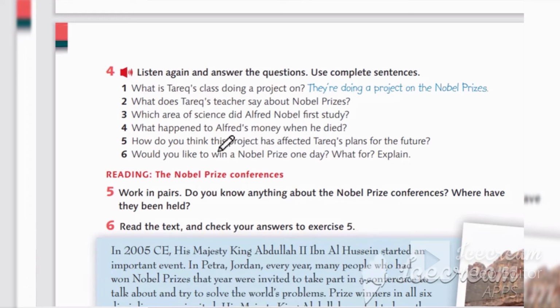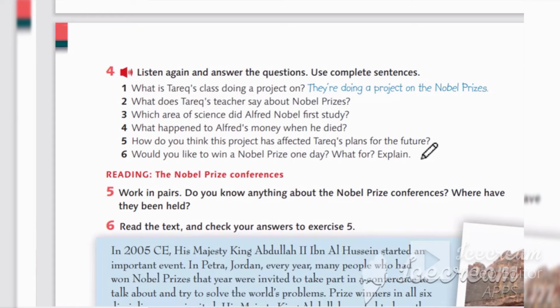Okay, how do you think this project has affected Tariq's plans for the future? How do you think? كيف أثر هذا البحث في طارق? Excellent. Tariq wants to be a scientist in the future. Would you like to win a Nobel Prize? هذا السؤال إلك يا مس. Would you like to win a Nobel Prize one day? What for? And explain. I wish to win a Nobel Prize maybe in medicine. Okay?